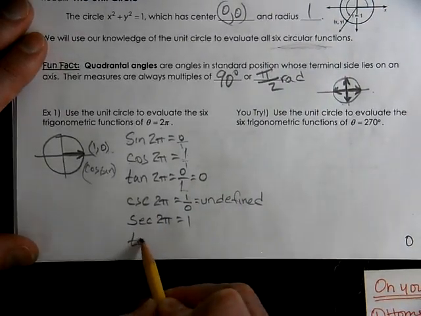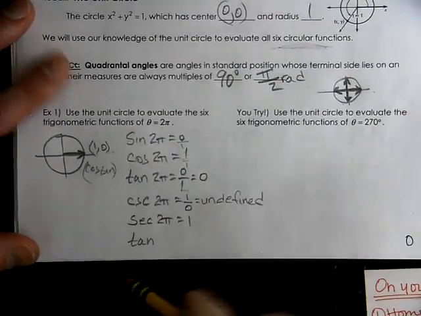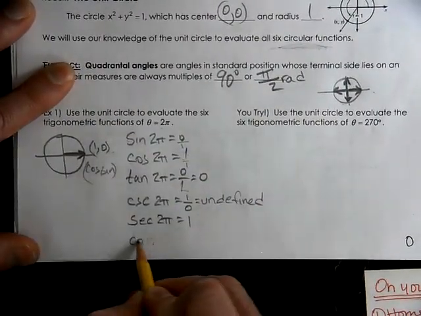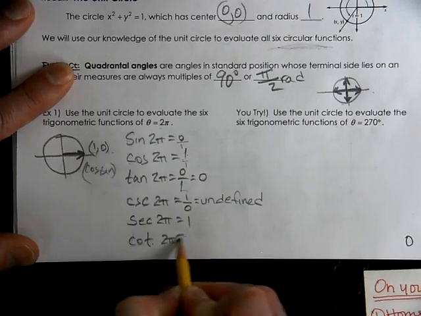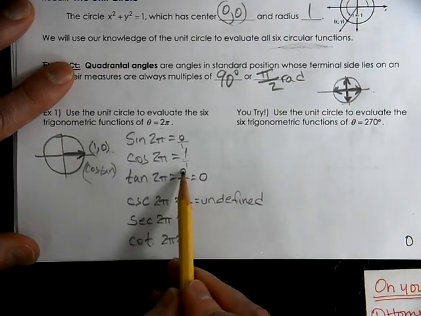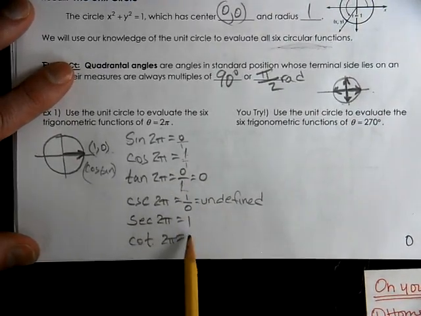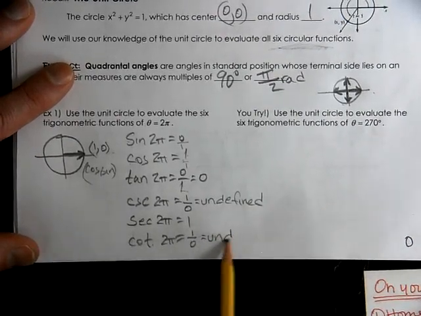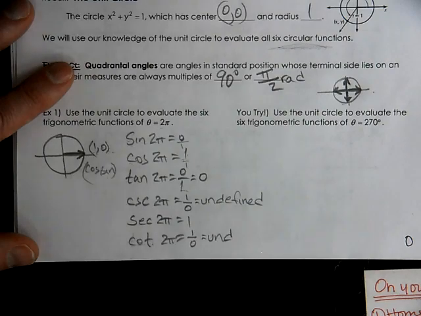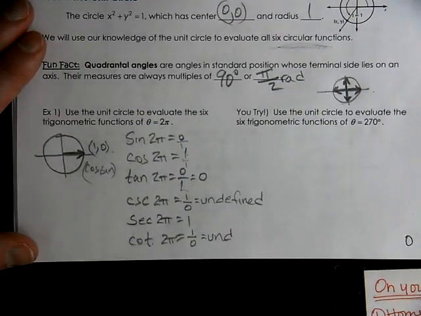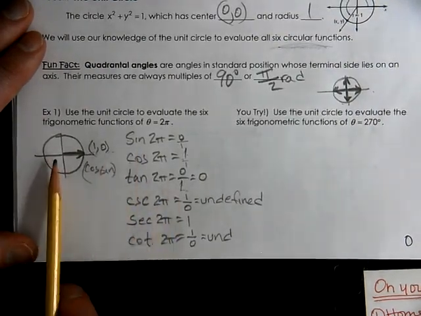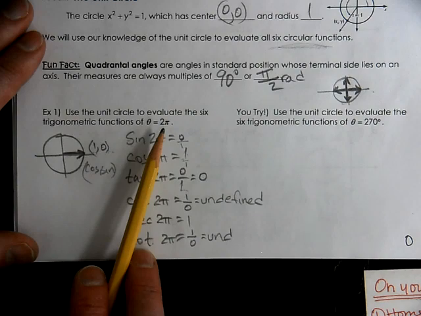And to finish off, we're at tangent. Actually, it's cotangent of 2 pi. Here we had 0 over 1. Now we're at 1 over 0, which we would consider to be undefined, and we can abbreviate that UND. So that's an example of finding all 6 trig functions when given a particular angle.